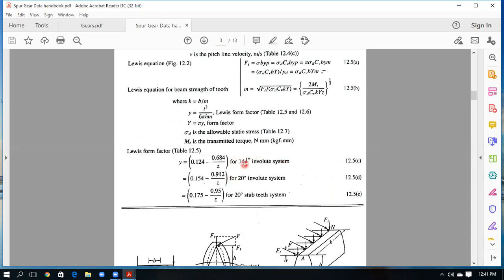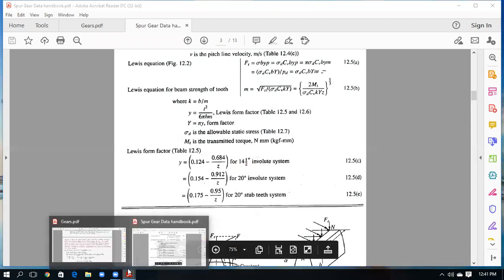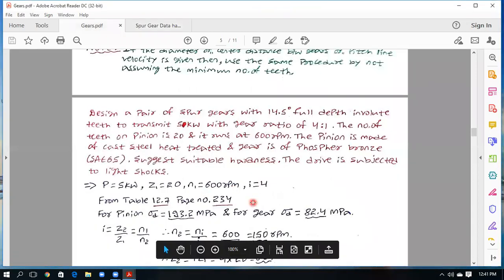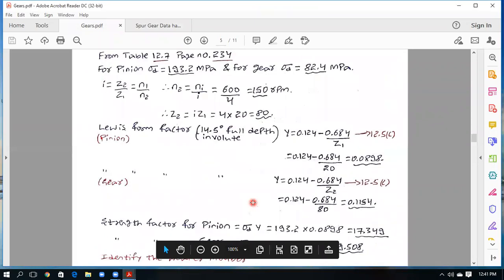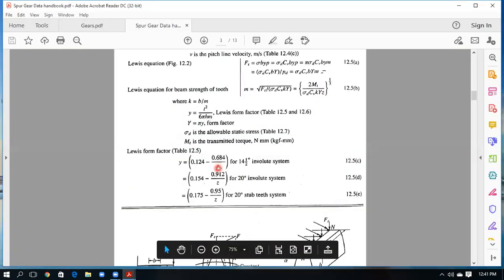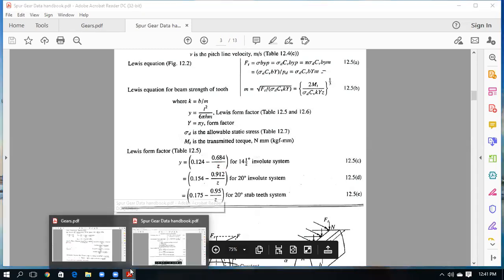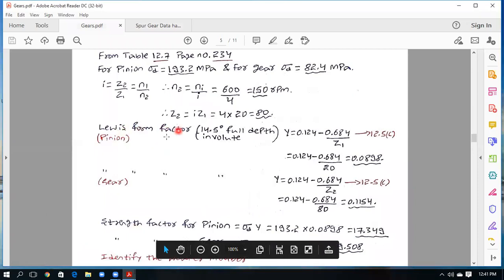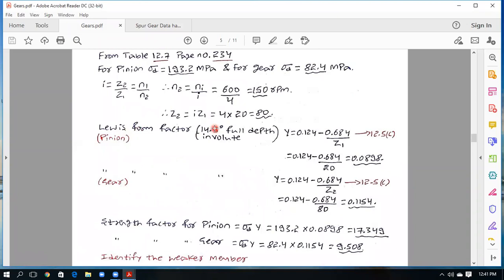In our case, he has given 14.5, so I will be referring to equation 12.5 C. I have noted it down. In this case, substitute the value of Z1 in the formula. In the equation, it is only Z. You need to find it for both pinion as well as gear: Lewis's form factor for pinion and for gear, which have a 14.5 degree full depth involute.